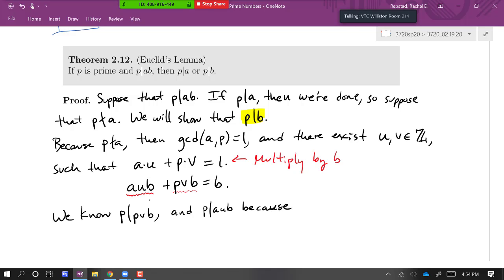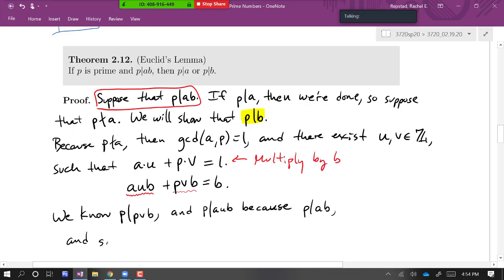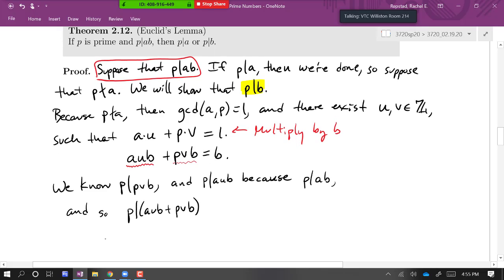What did we start out with? AB. Yeah, P divides AB. That's the very first line of our proof. Suppose that P divides AB. Well, if it divides AB, it certainly divides AB times U, right? So that's how I know it divides AUB. And so P divides the sum AUB plus PVB, which means that P divides B.